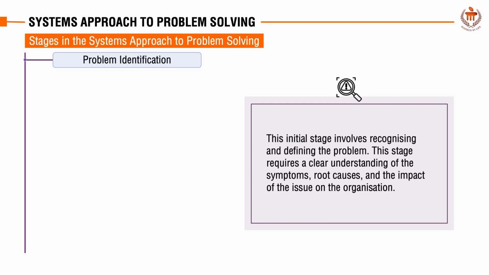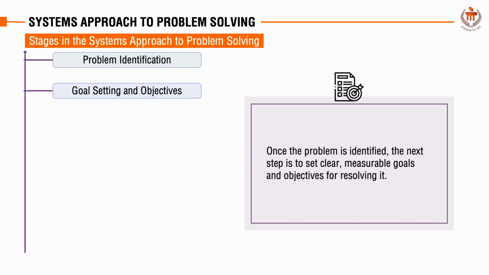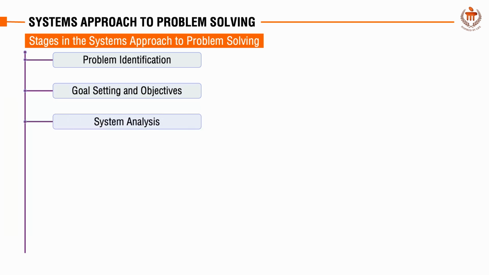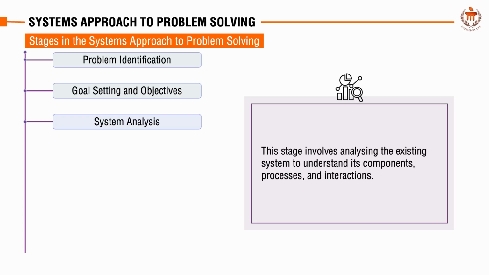Some key questions to ask during this stage are: what exactly is the problem? Who will be affected by it? What impact does it have on the organization? Goal setting and objectives. Once the problem is identified, the next step is to set clear and measurable goals. These goals should be linked to the organization's overall mission and help measure the success of the solution. For example, if delivery times are delayed, a goal could be to reduce these times by 20% in the next 6 months. System analysis. This stage involves looking at the existing system and how all its parts work together.